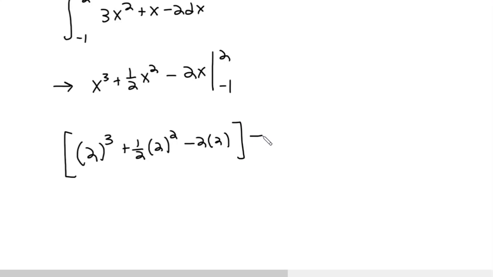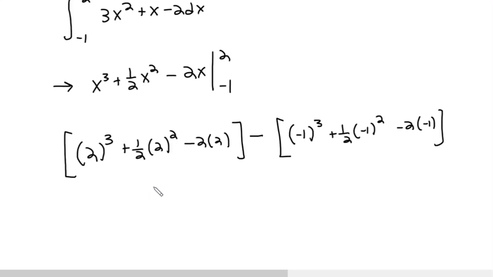Then a minus sign, because we're done with our upper limit of integration. And now we plug in the lower limit of integration. So -1 cubed plus 1/2 times -1 squared minus 2 times -1. And again, I'm just plugging all of this into this function.